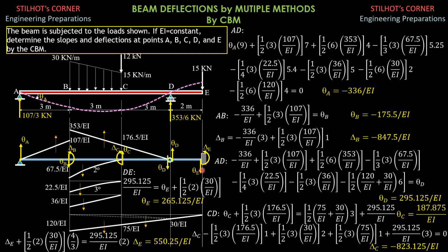And finally, for delta E, this is the positive sense of moment or deflection by the conjugate beam. So summation of moments about E equals 0, counterclockwise positive. So delta E plus the moment of this area, 1/2 of 2 times 30 over EI, and that distance is 2/3 of 2, or 4/3, equals theta D times 2, which is 295.125 over EI times 2. So solving for delta E is 520.25 over EI. So that's it for this video.